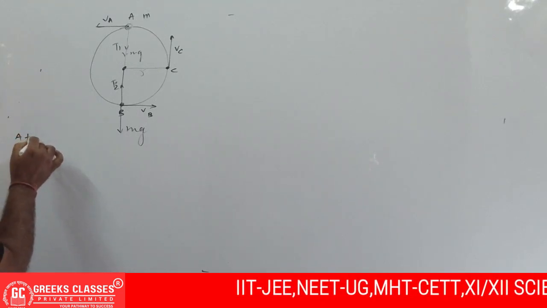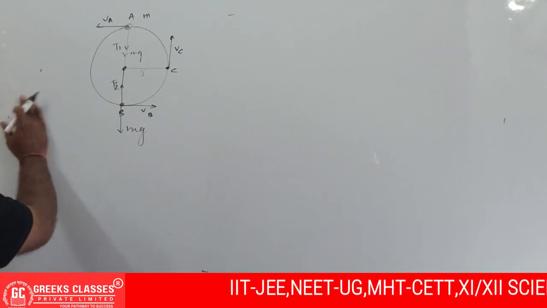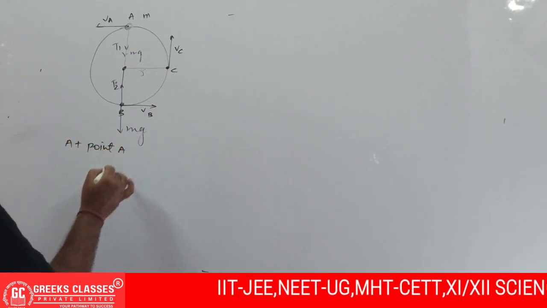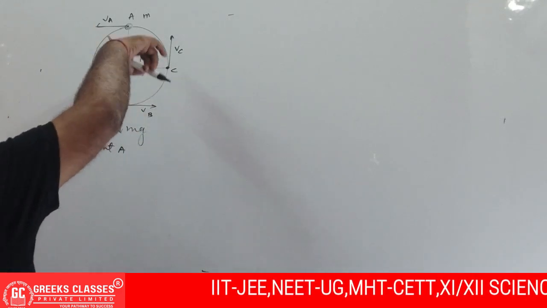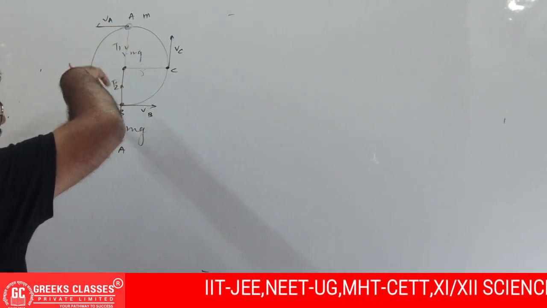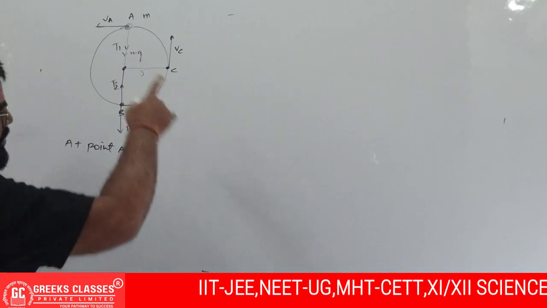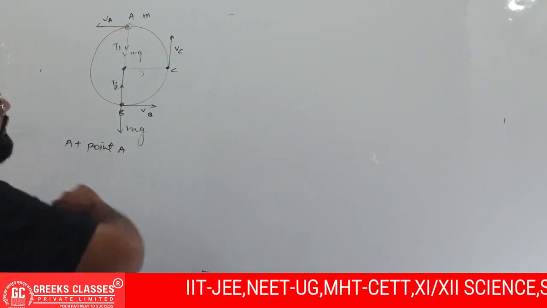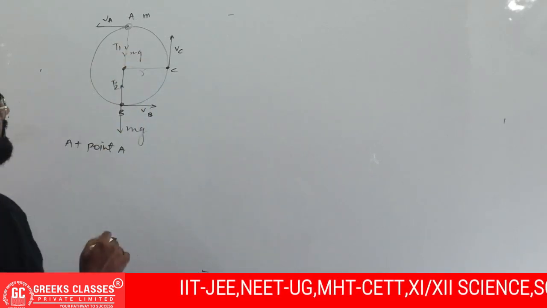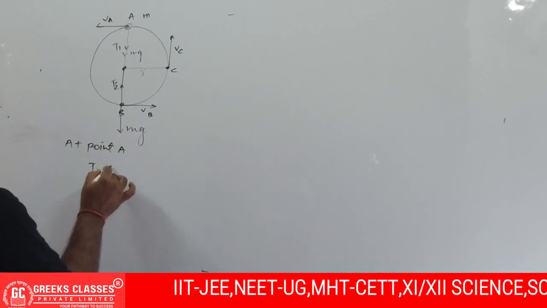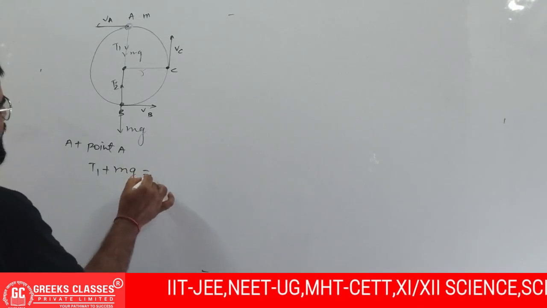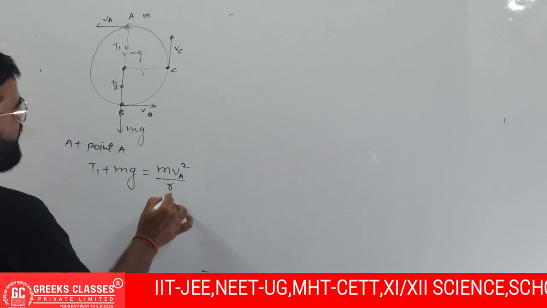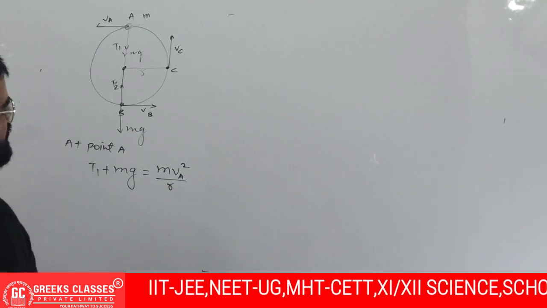Now see here, at point A, the necessary centripetal force for the object to continue its motion on a vertical circular track will be provided by these forces T1 and mg. So I can write at point A, T1 plus mg equal to mVA square upon r, right?